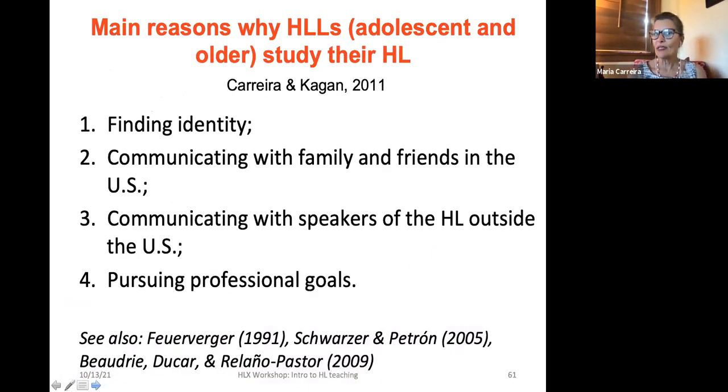Olga and I, in 2011, published a paper in Foreign Language Annals where we gave the results of a national survey that we gave to HL learners. They're college students, so adolescent and a little older, young 20s. These were the top 4 reasons for studying their HL in order of importance: finding identity, communicating with family and friends in the US, communicating with speakers of the HL outside the US, and pursuing professional goals.